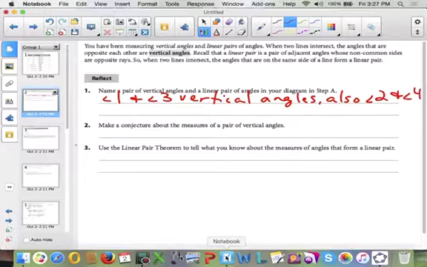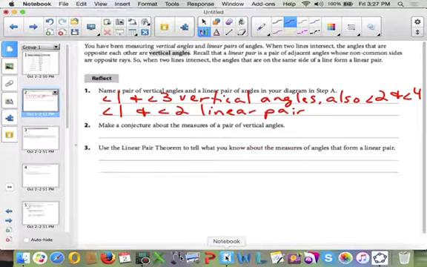A linear pair of angles could be angle 1 and angle 2. And also the other 3 pairs of angles in that table: angles 2 and 3, angles 3 and 4, angles 4 and 1. Now we already know that the linear pair theorem tells us that if two angles form a linear pair, then they add up to 180 degrees.